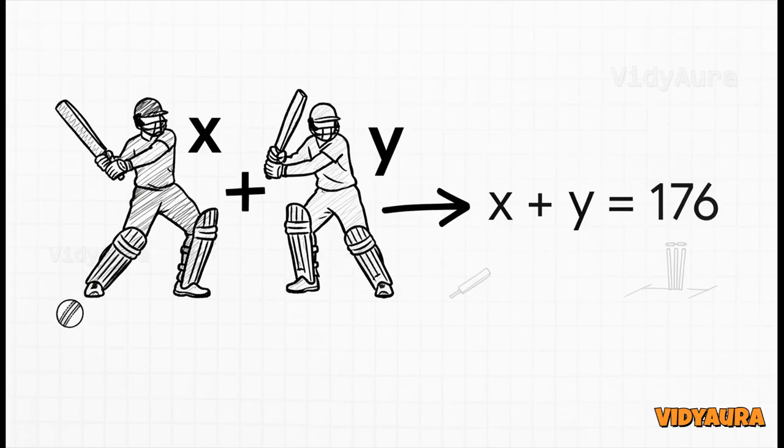It's actually super simple. Let's just say the first batsman scored X runs and the second one scored Y runs. We know that together they scored 176, so X plus Y equals 176. Boom, that's it. This is a perfect example of a linear equation in two variables. We need both X and Y to tell the whole story.